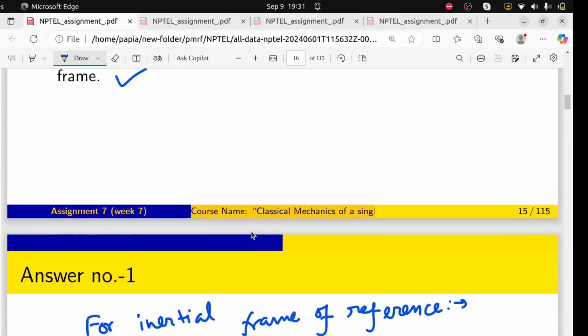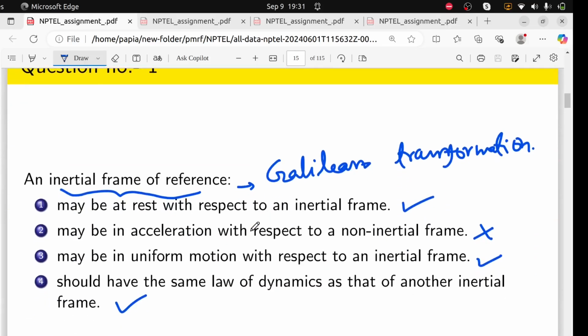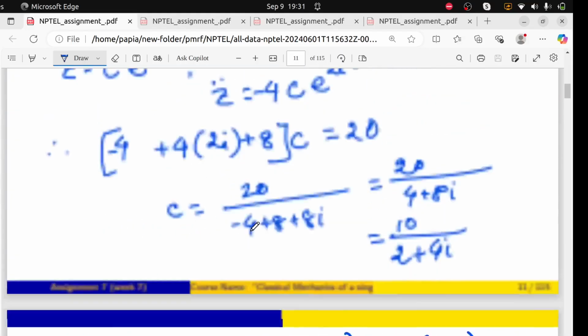Now, this question is: an inertial frame of reference may be at rest with respect to an inertial frame, may be in uniform motion with respect to an inertial frame, and should have the same law of dynamics as that of another inertial frame.